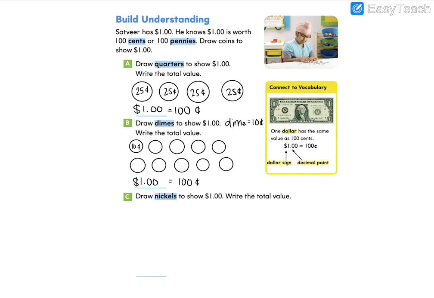All right, now we're going to do it with nickels. Remember, a nickel is equal to 5 cents. So we're going to have to draw a lot of nickels, right? So let's go ahead and skip count by fives to 100. Go ahead and solve now.